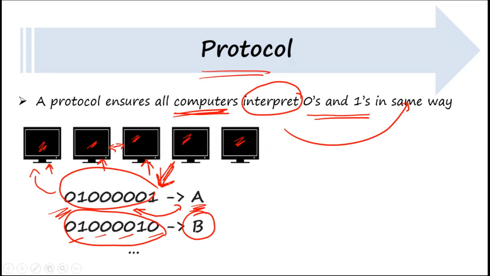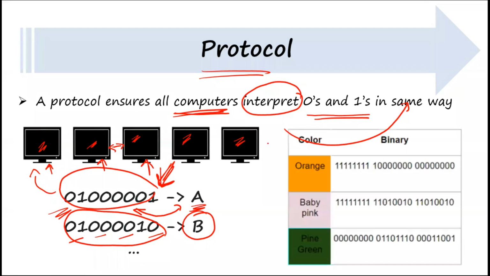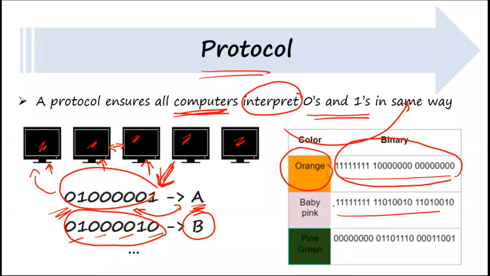Let me show you a few examples. For instance, a set of colors. There are certain colors like orange, pink, green that can be converted to zeros and ones. So just like this is the binary representation of color orange. This is the binary representation of color pink. Whenever the computer receives this information, it knows that I have to display color orange. I have to display color pink when this binary number is received. Similarly, this is for green.